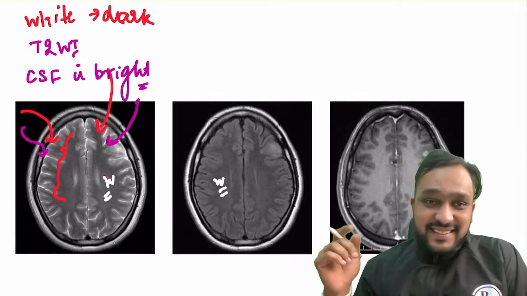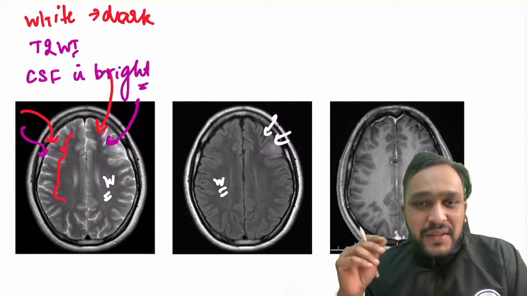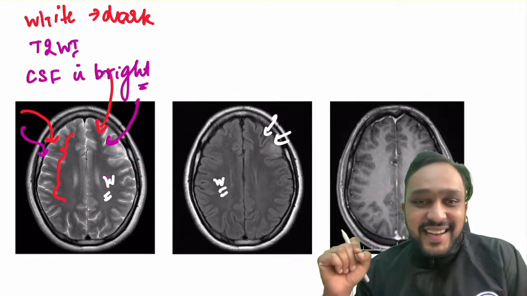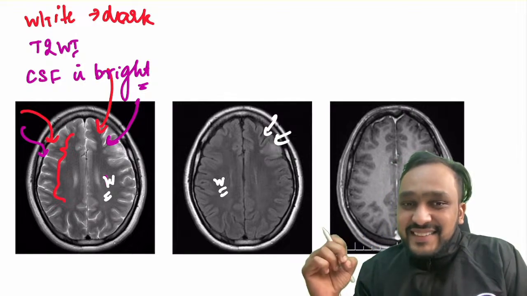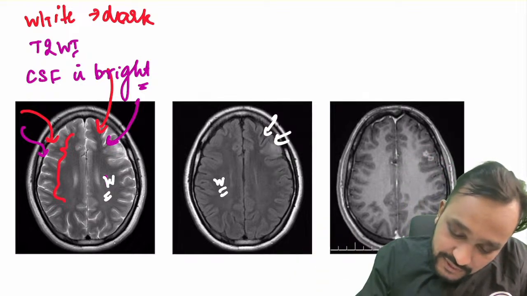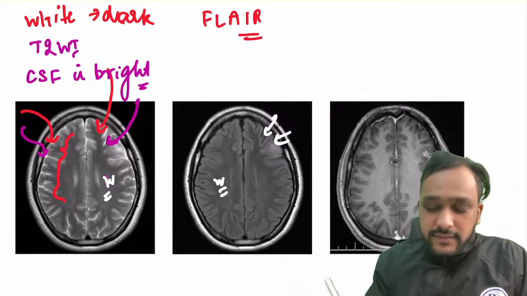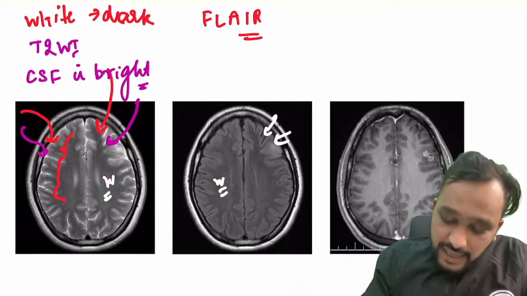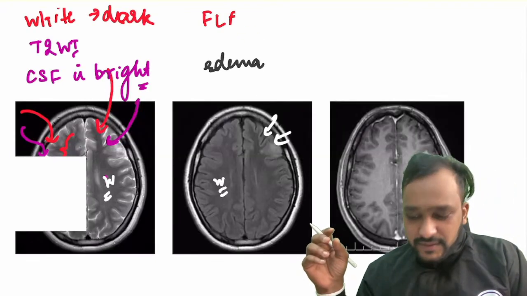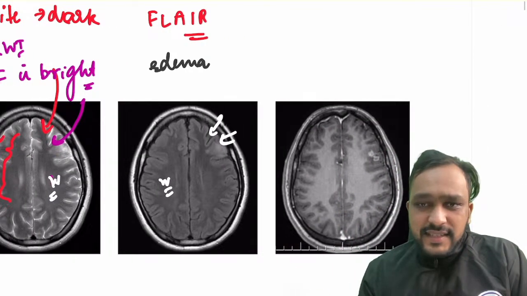But if you look at the CSF spaces, this is the CSF space that you need to look at, and in this CSF space we can see that the CSF is appearing dark. Because the CSF is dark in this image, guys, this is a fluid attenuation inversion recovery sequence. This is a FLAIR image, right? And FLAIR image is used to have a look at the edema, right? And coming to the last image, guys.